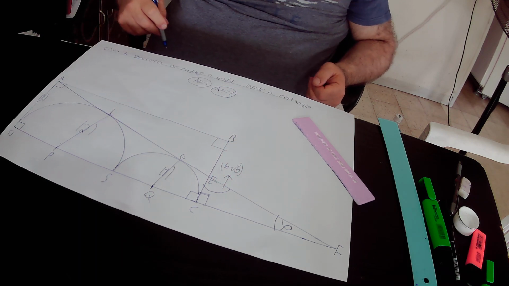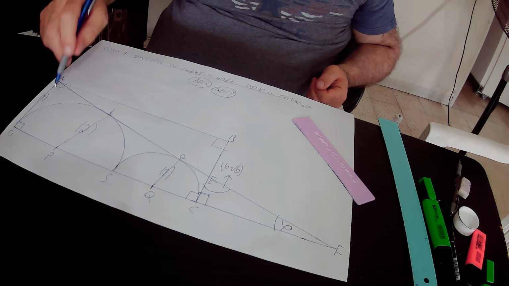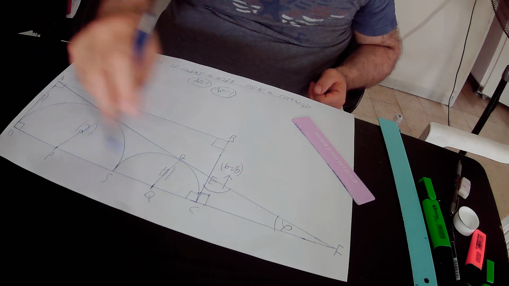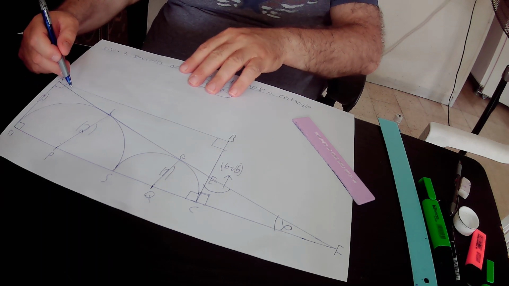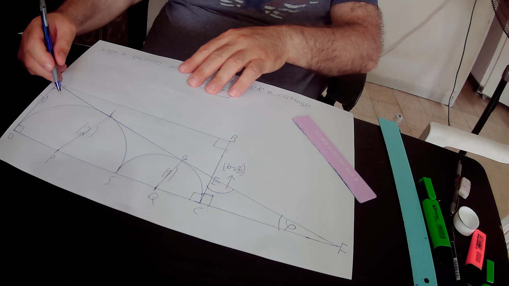Likewise, in the big right triangle ADF, this angle equals alpha, this angle equals 90 degrees. Therefore, this third missing angle must be equal to 90 degrees minus alpha.